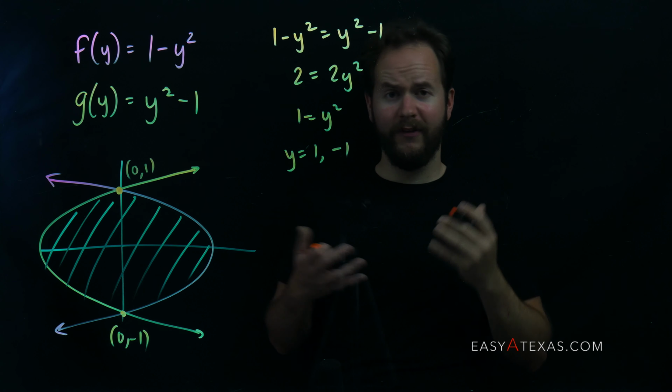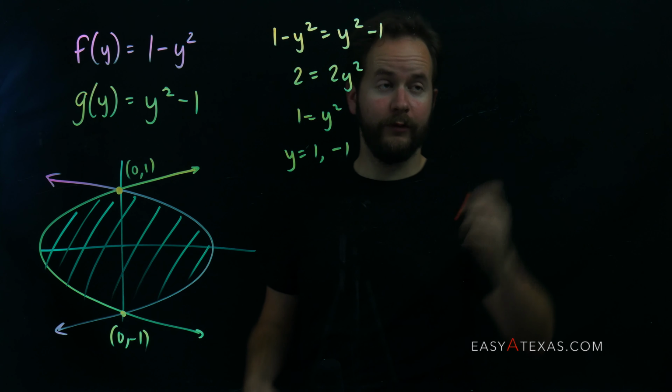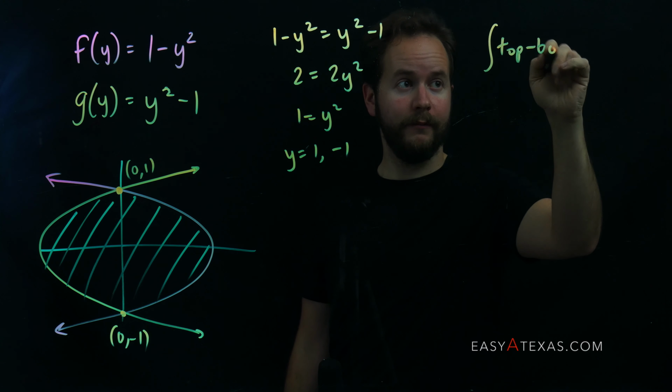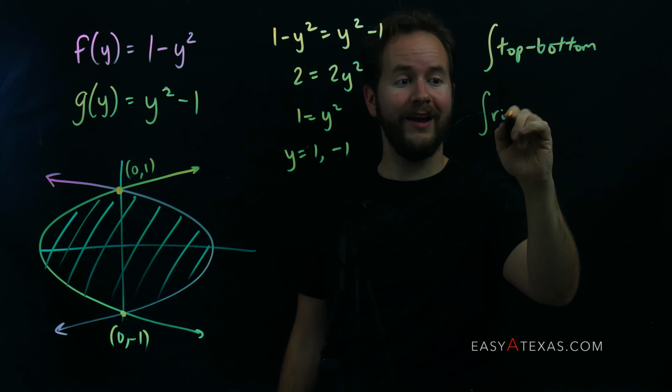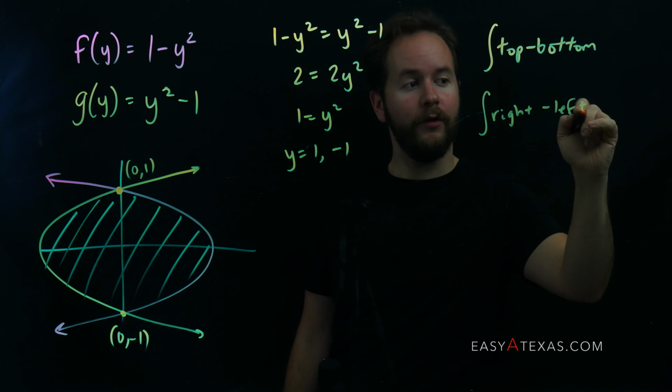Okay, now how do I find the area from here? When we're dealing with functions of x, we do the integral of top minus bottom. But in this case, we're dealing with functions of y. So we don't do top minus bottom, we do right minus left. And then we integrate that.